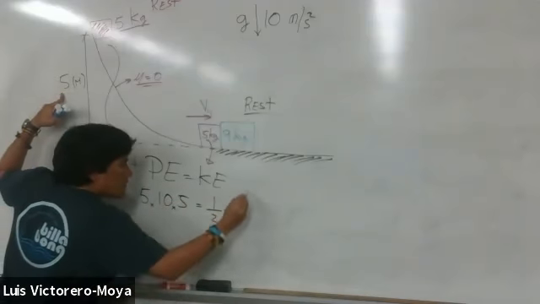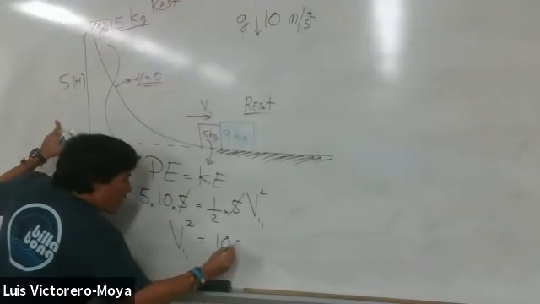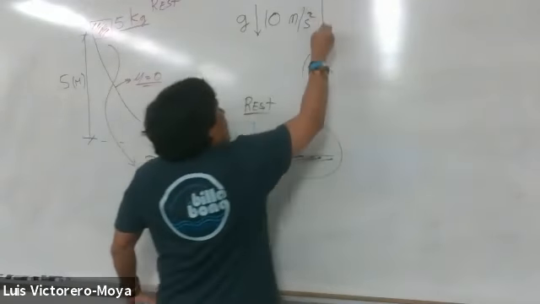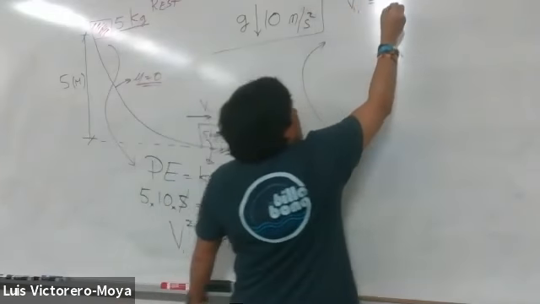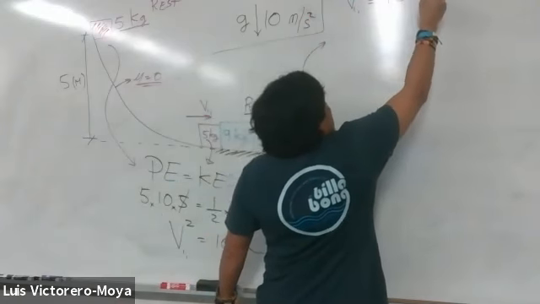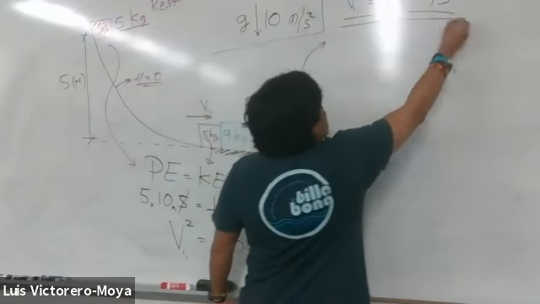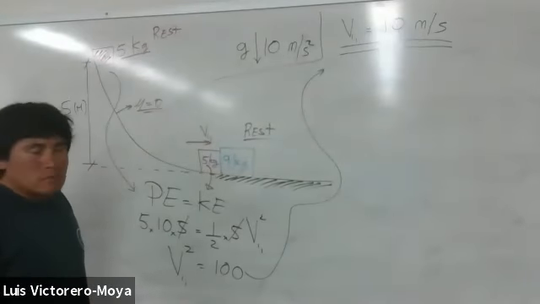5 and 5, 2 times 5 is 10, times 10 is 100. V1 initial squared is 100. Then V1 initial is equal to 10 meters per second. So that by itself could be a problem from chapter 7 and 8. Chapter 9 is about collision.